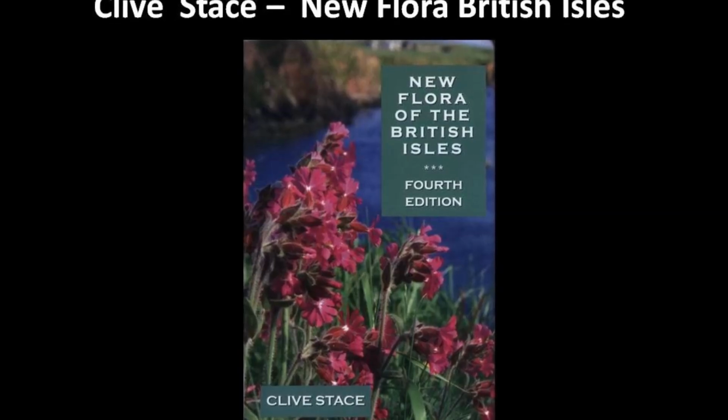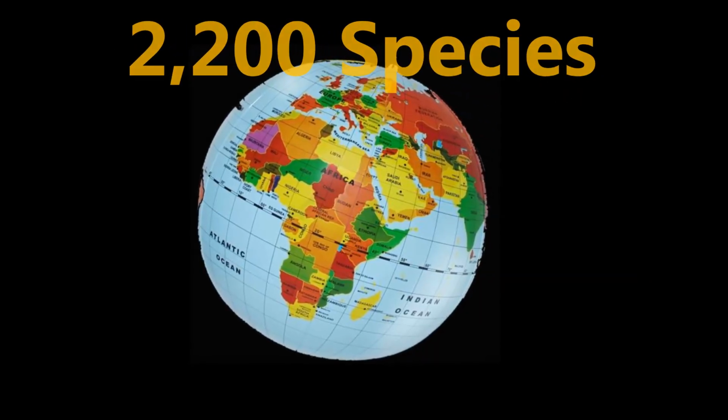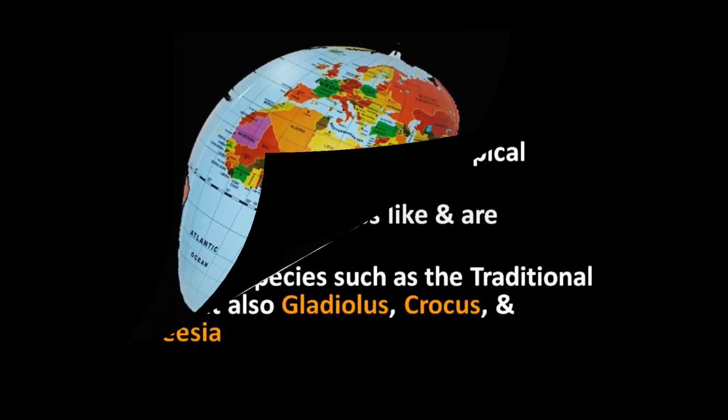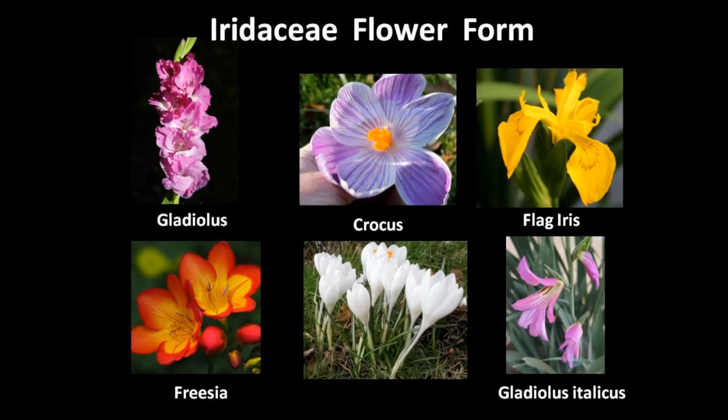The family Iridaceae contain 66 genera of around 2,200 species worldwide and are primarily found in temperate, subtropical or tropical regions. The leaves of these plants are grass-like and are monocots or monocotyledons, and they include such species as the traditional iris, but also gladiolus, crocus and freesia, and we'll be dealing with the different floristic morphologies in turn. Whilst the 66 genera throw up many variations on the flower form, the common characteristics are retained.